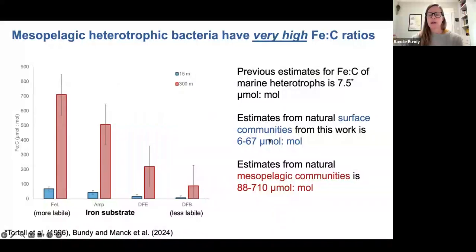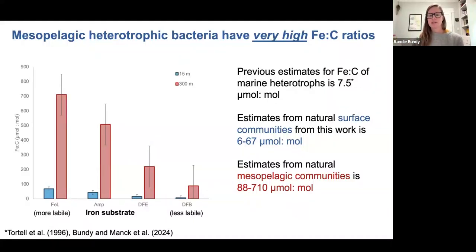When we calculated our ratios in the surface waters, we got a range of 6 to 67. So it encompassed this estimate, but we also got a lot higher values on the high end. But then our values in the mesopelagic were just so high. We had iron to carbon ratios of 88 to 710 on average, in micromoles per mole, across these treatments.